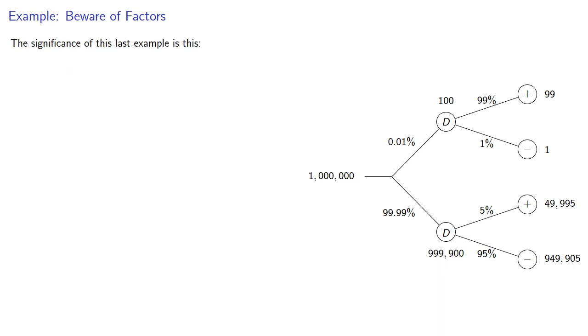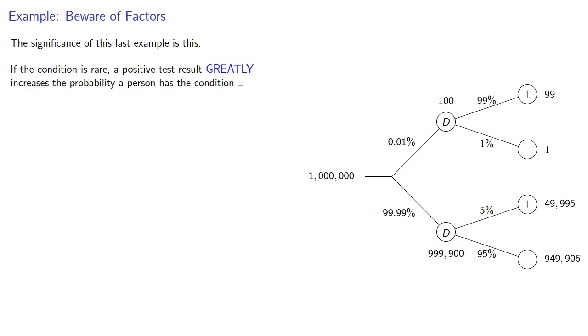The significance of this last example is this. If the condition is rare, a positive result greatly increases the probability a person has the condition, even though the probability itself remains very low. And so it's very important to be aware that when somebody says a probability has increased by some factor, it might still be a very low probability event.